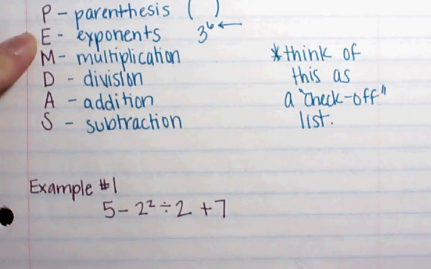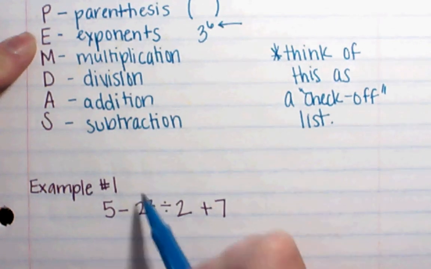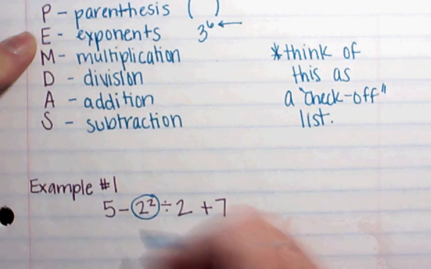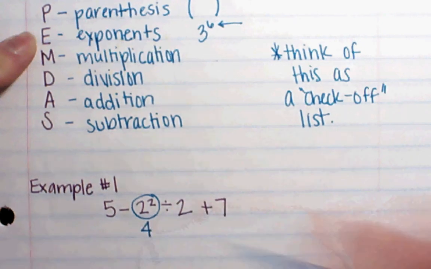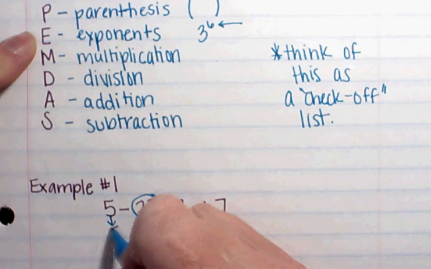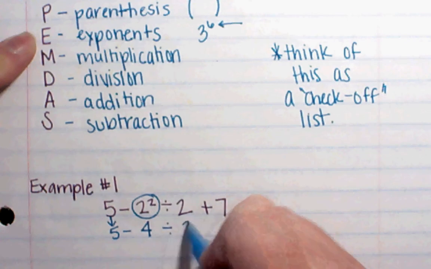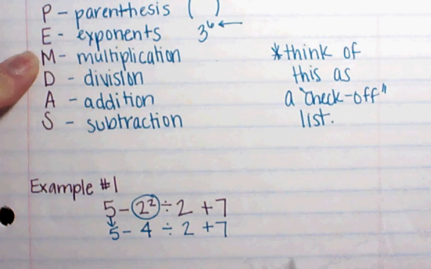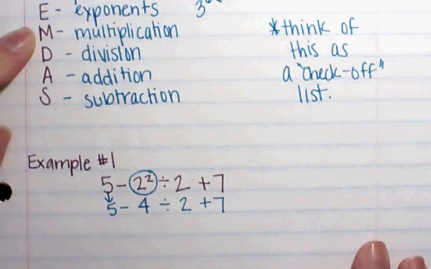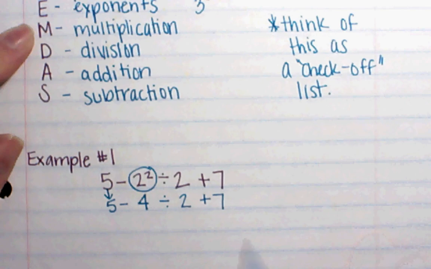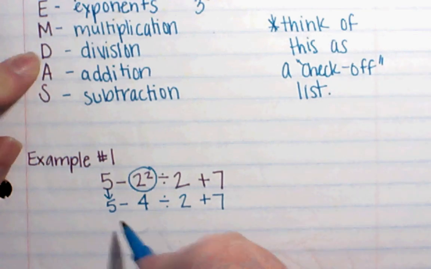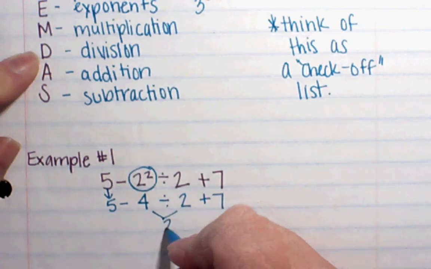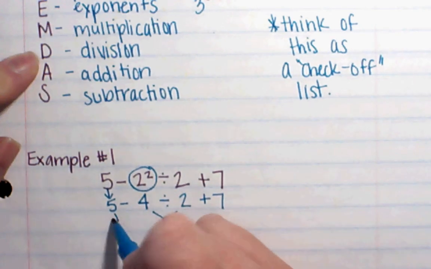I need to solve for all the exponents here. In this case, I have 2 squared. 2 squared means 2 times 2, and 2 times 2 is 4. And I'm just going to bring everything else down. After exponents is multiplication. Looking at my math problem, I do not have any multiplication, so I am moving on to division. So I have a division problem right here. 4 divided by 2 equals 2. And bring the rest of the numbers and symbols down.